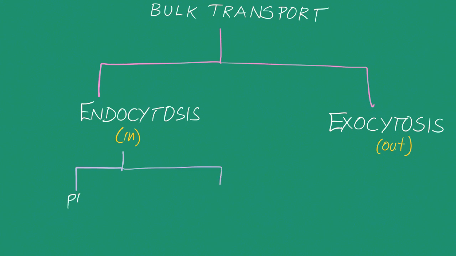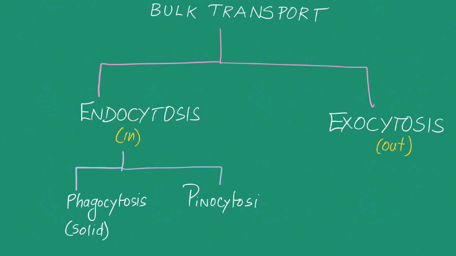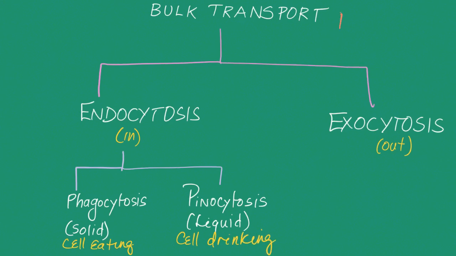Endocytosis has two types. If the cell is accepting a package with solid particles, then we call it phagocytosis, or the cell eating. If the cell is accepting a package with liquid particles, then we say that it is pinocytosis, or the cell drinking. All of these types of bulk transport require the use of ATP for energy.